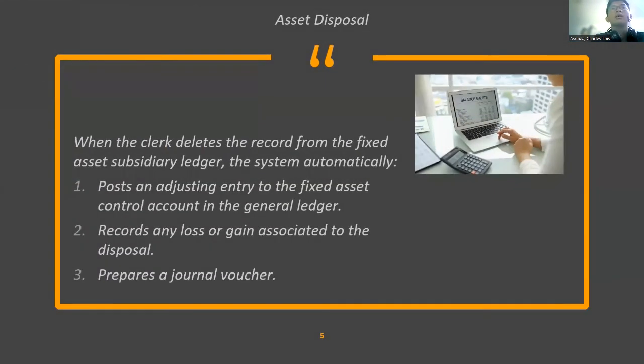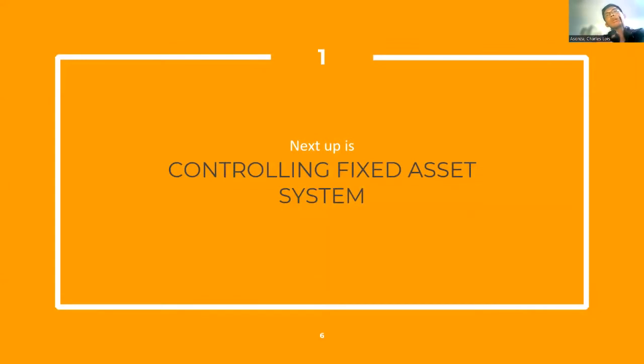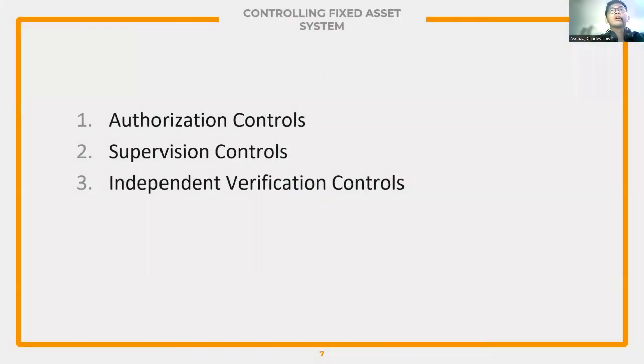Next we have asset disposal. When the clerk deletes the record from the fixed asset subsidiary ledger, the system automatically posts an adjusting entry to the fixed asset control account in the general ledger, then records any loss or gain associated with the disposal. Then 3, prepares a journal voucher. Next up is controlling the fixed asset system. Under this, we have 3: authorization controls, supervision controls, and independent verification controls.